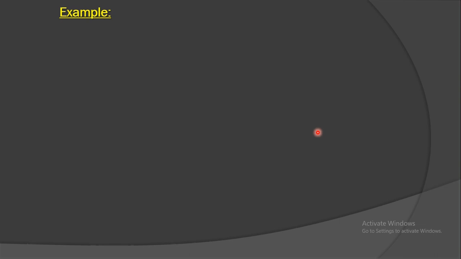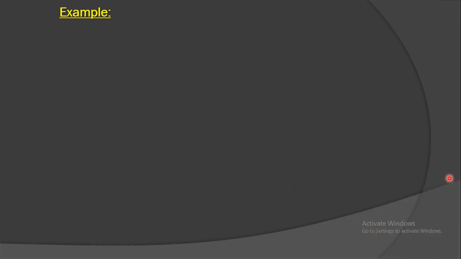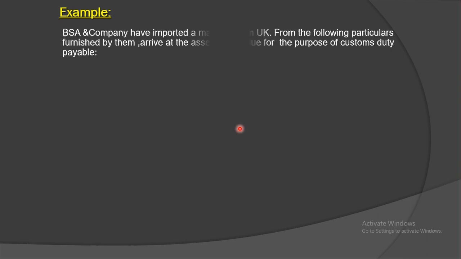So our valuation of imported goods and exported goods is completed. Let's take an example of how we calculate the assessable value for the purpose of calculating custom duty. BSA and company have imported a machine from the UK. From the following particulars furnished by them, arrive at the assessable value for the purpose of custom duty payable.